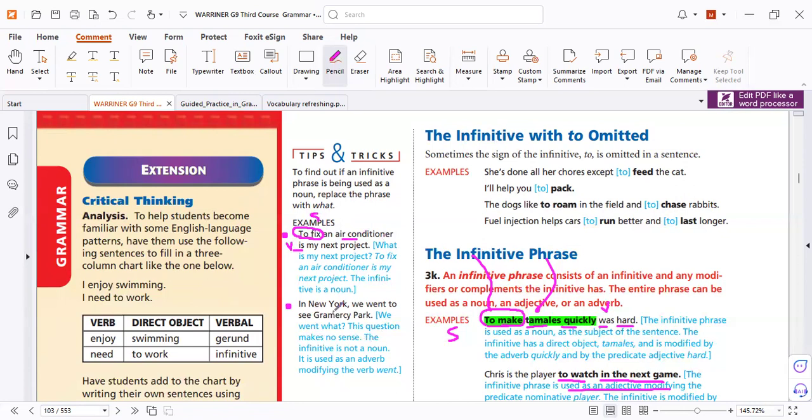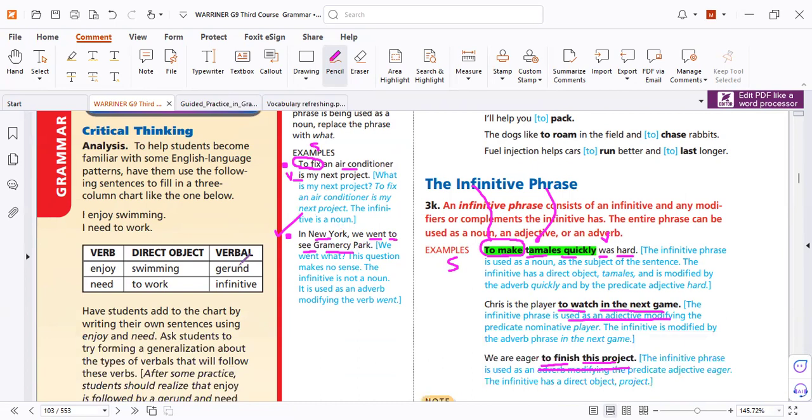Again, in New York, we went. Where did we go in New York? So correct. We went to see Gramercy Park. So this is see, the verb. So where did we go to see in New York? Every phrase is in the correct place. So it is correct. That's why, my dear. I understand.